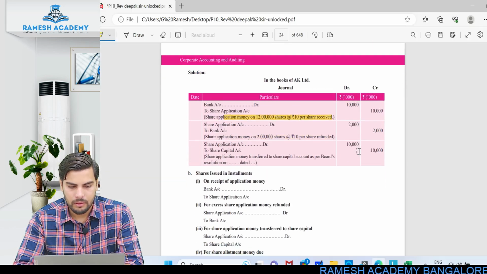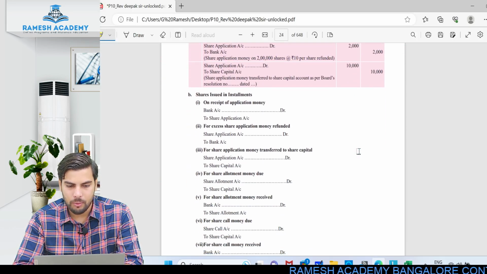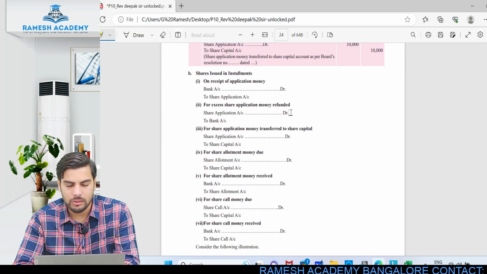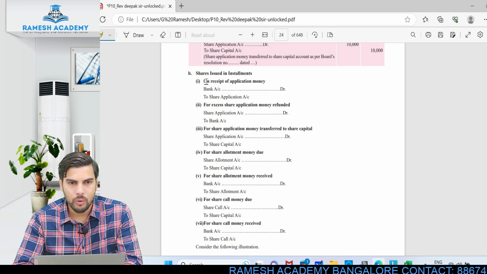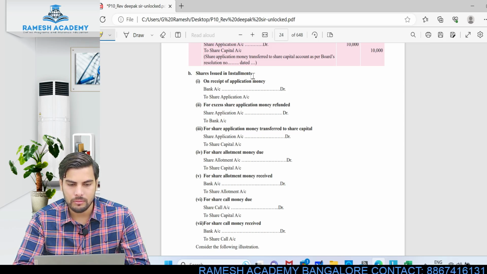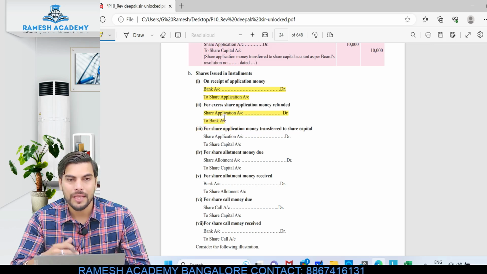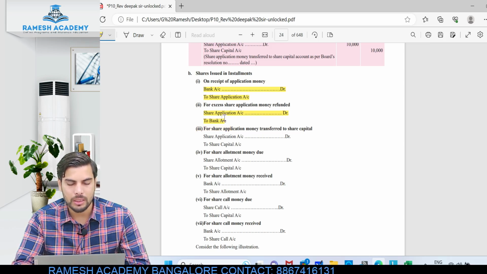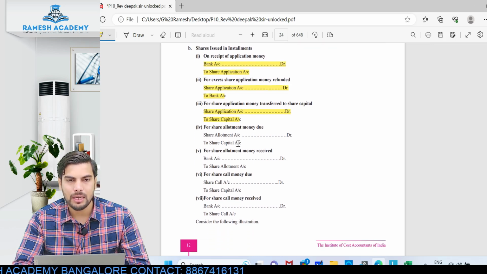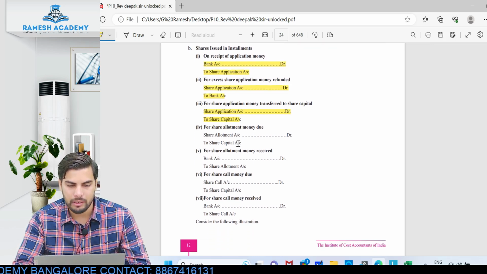So we have had a basic understanding about this particular thing. Look at the journal entries. Here it's the same entries what we had discussed. So share issued in installment. First entry, when I receive, bank account debit to share application, then when I refund this, reversal of the first entry, then when I transfer this application money to share capital, look at this, share application to share capital. After this, from the second stage and then onwards, it is just the due entry and receipt entry.